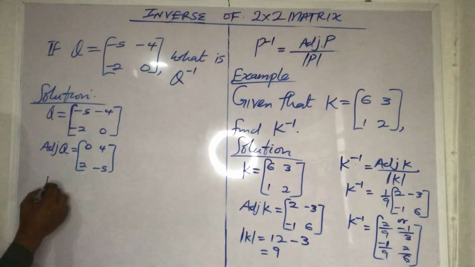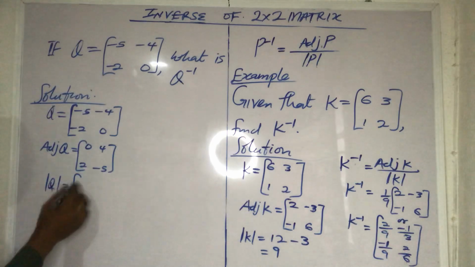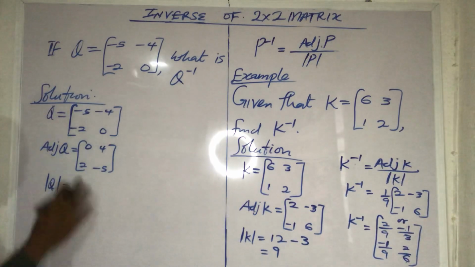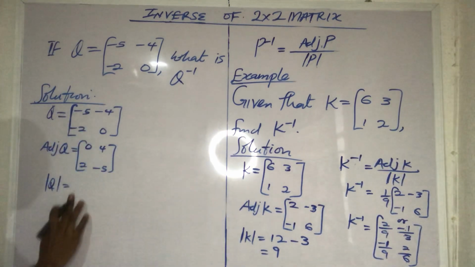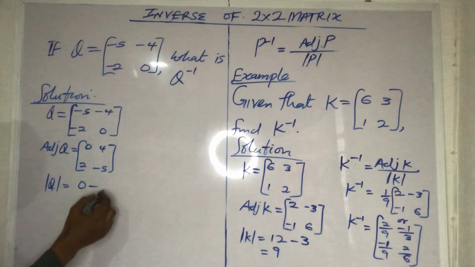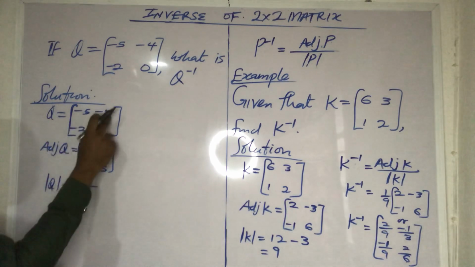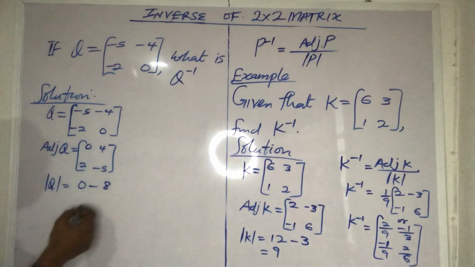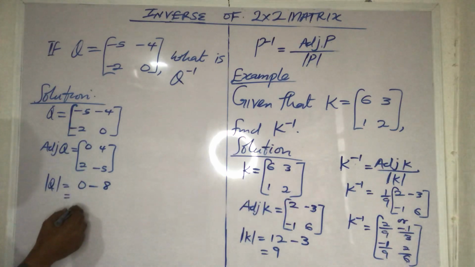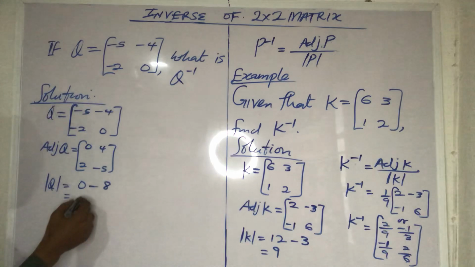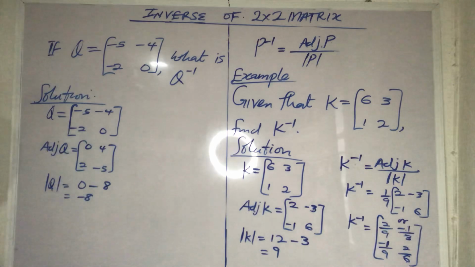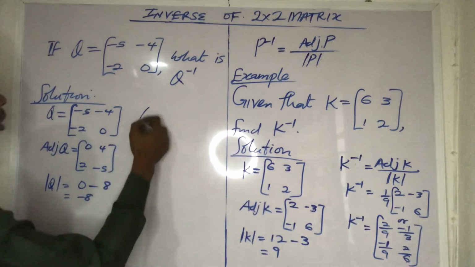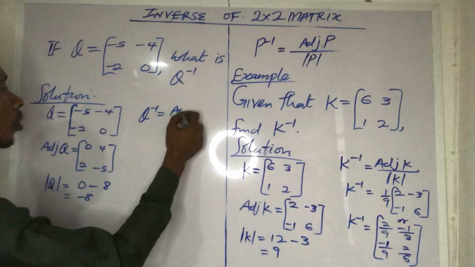Then I'll now look for the determinant of Q. I'll multiply this by this, and subtract this and this from it. -5 times 0 will give me 0. Then minus -2 times -4 will give me 8. So you have 0 minus 8, that will give me -8. That's my determinant now.